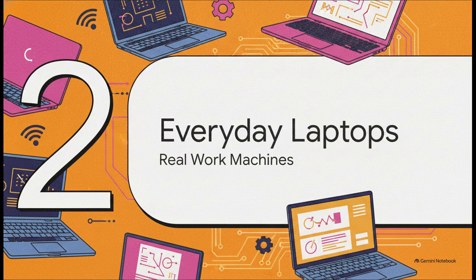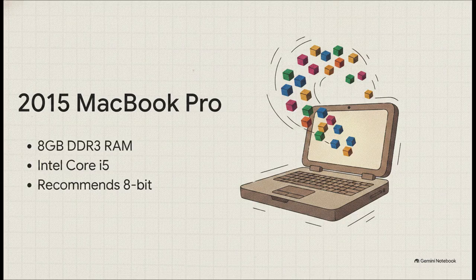Part 2. Testing everyday laptops. Stepping up to real work machines. Since llmfit clearly isn't built for tiny 2012 security cameras, we moved to something people actually use for real work. We tested a 2015 13-inch MacBook Pro, running 8 gigs of DDR3 RAM and an Intel Core i5. Here, we finally start getting usable, realistic recommendations.